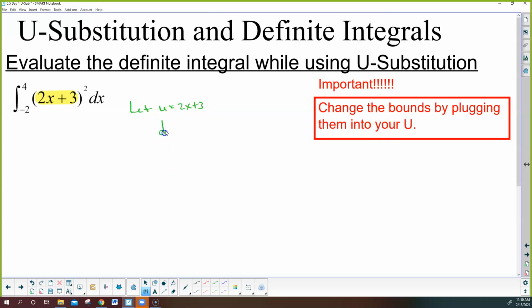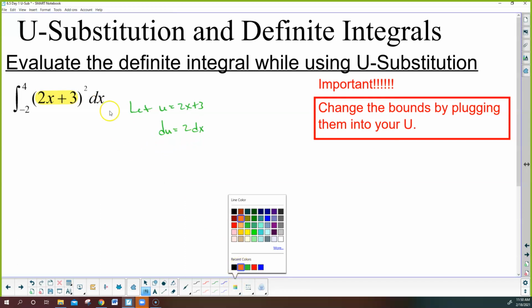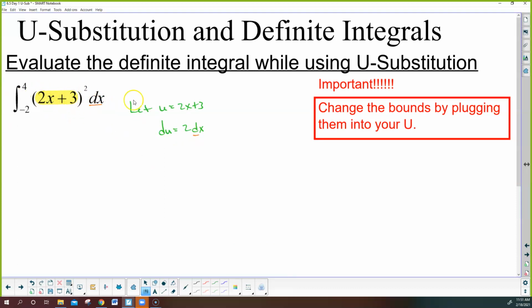And then we're going to take the derivative of u just like we always did. So that's the derivative of 2x is 2 dx. And you'll notice I have a dx, right? But I don't have a 2. That 2 is not present. This 2 is already belonging to the u, so I don't have an extra 2, so I have to move that 2 over to the other side. So I'm just going to divide by 2.